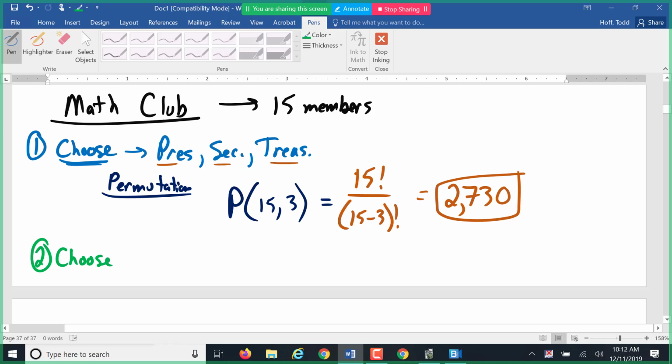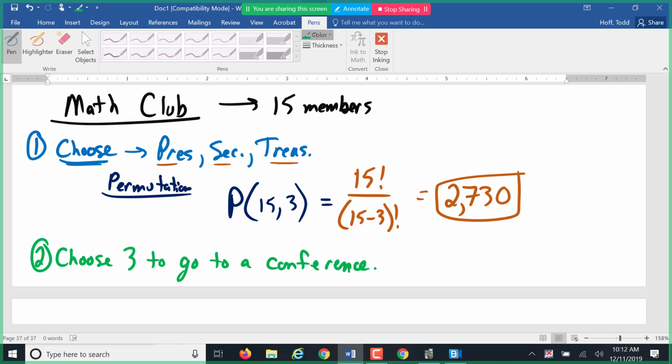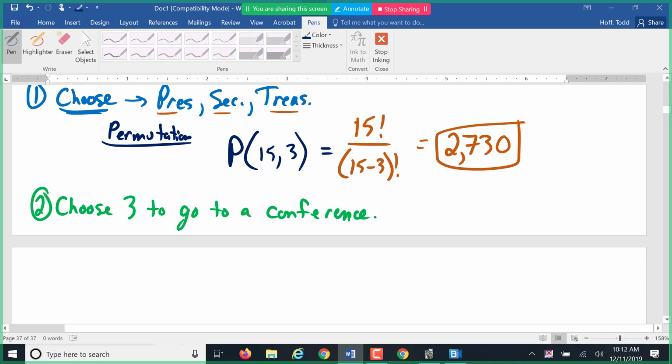The second question I'm going to ask is we just want to choose 3 members to go to a conference. So here the order does not matter. All 3 members get to go to the same conference. Doesn't matter if they're the first one chosen or the third one chosen. They're going to the conference. So this is a combination.